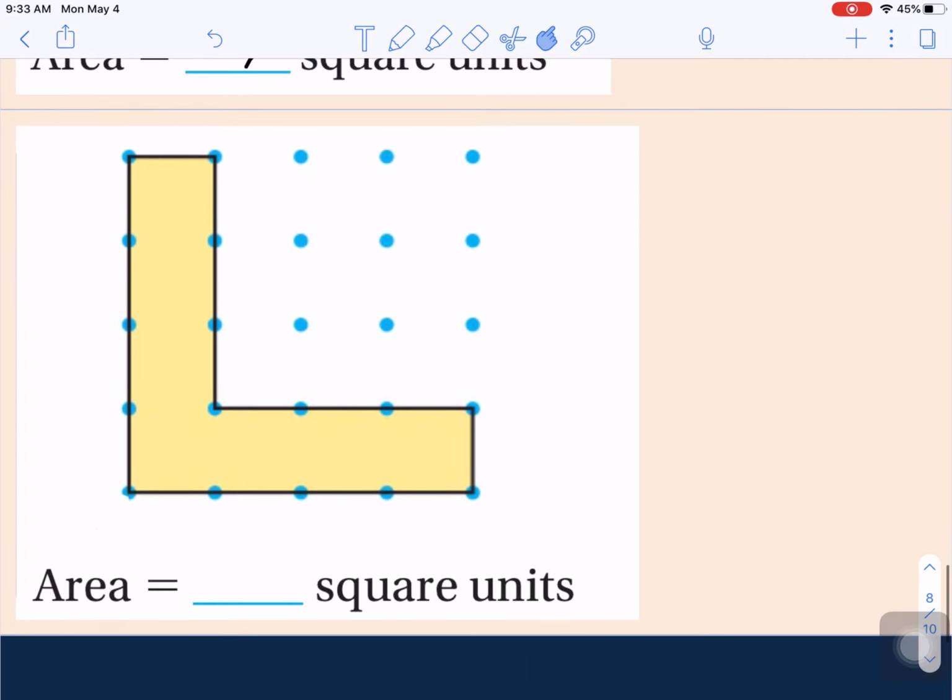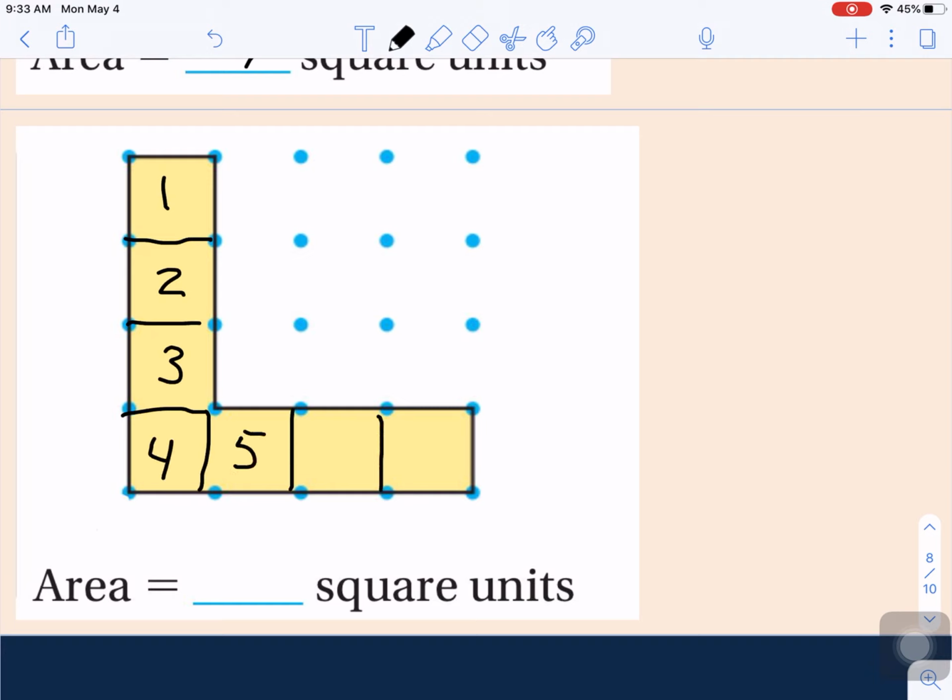Okay, and our last example, I'm just going to count the squares. Remember that 1 square is a square unit, and so you're counting all the square units. And you can see that I am drawing around the squares and counting them up. So once again, the area of this shape is 7 square units. So that means the space inside of that shape is 7 square units.